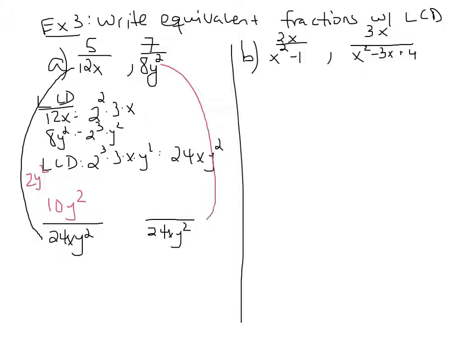And then we're going to ask the same question here. How did we get from 8y squared to 24xy squared? What did we multiply by? And the answer is 3x. And if we multiply the bottom by 3x, we have to multiply the top by 3x. So we have written equivalent fractions. These fractions are the same as the original, but they now have the correct common denominator.